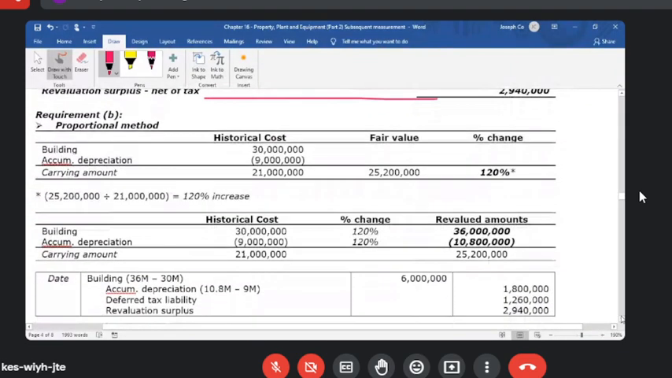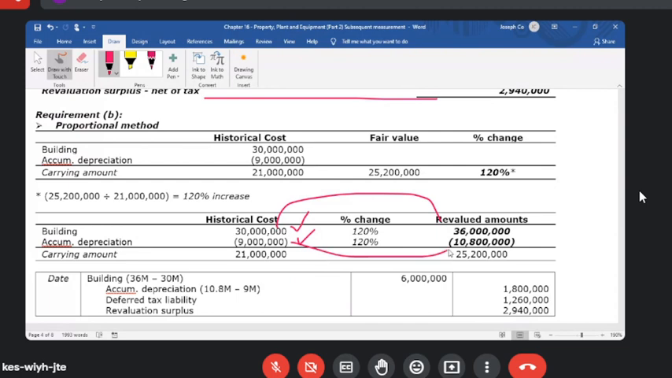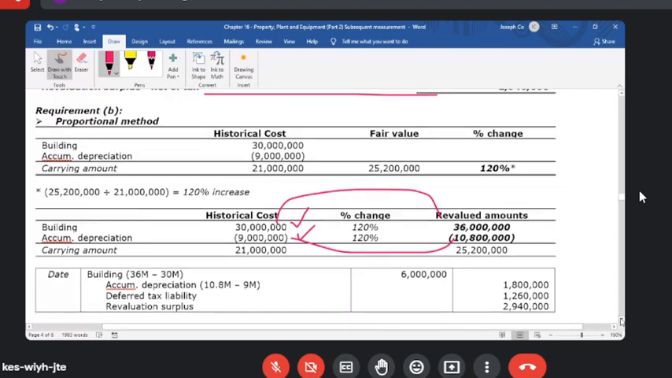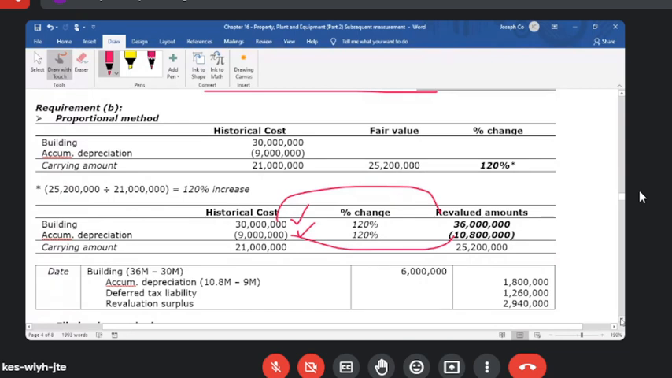First, under proportional: 30 minus 9 is 21, versus 25.2. 25,200 divided by 21 is 120%. So you just multiply by 120%. Therefore debit building difference, credit accumulated depreciation difference, deferred tax liability at 30%, and revaluation surplus net of tax 2,940.